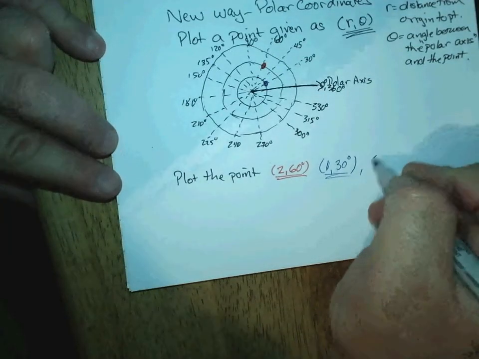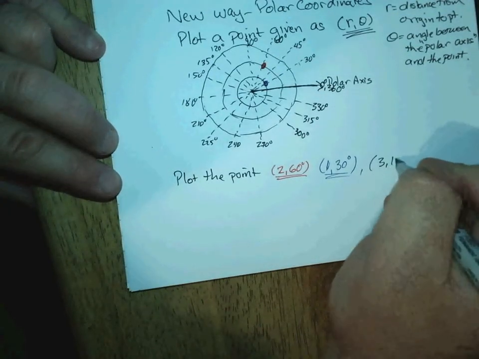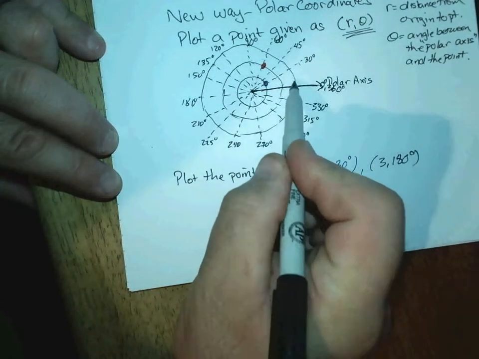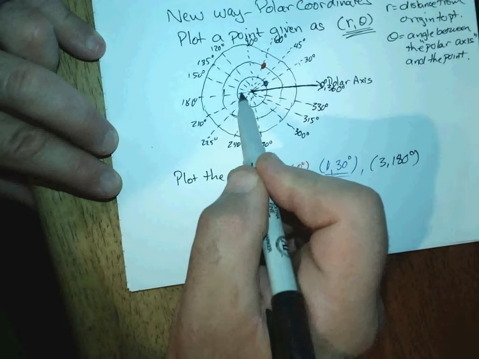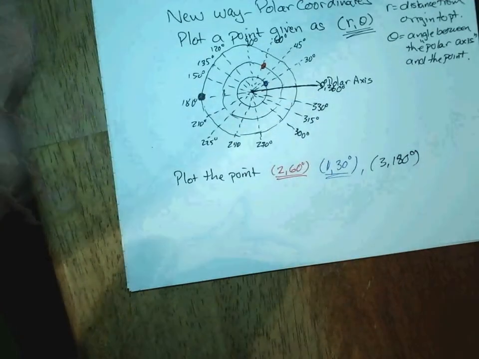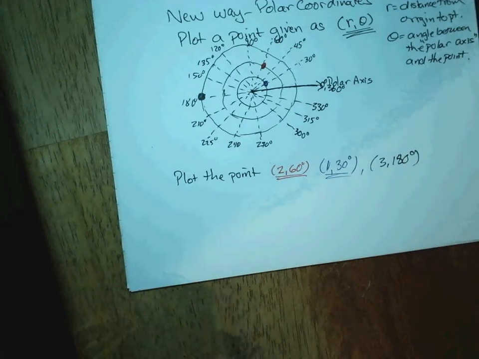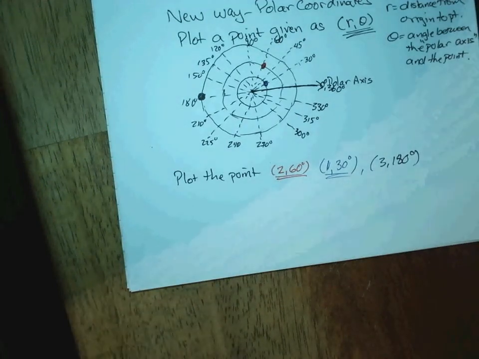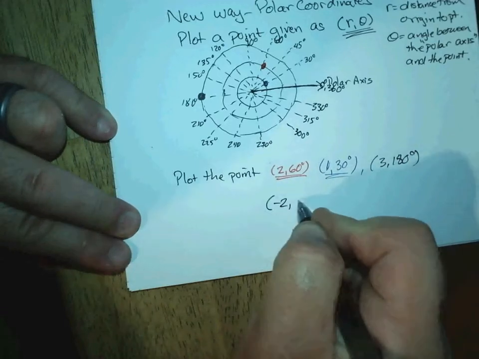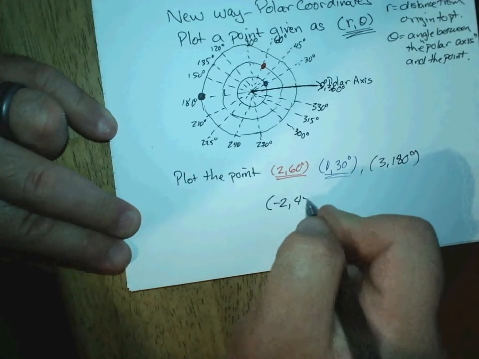Let's plot the point, say, 3, 180 degrees. Well, then go from the polar axis 180 degrees, then go 1, 2, 3. There's 3, 180 degrees plotted. Okay? All right, let's plot some more here. Let's plot the point -2, 45 degrees.